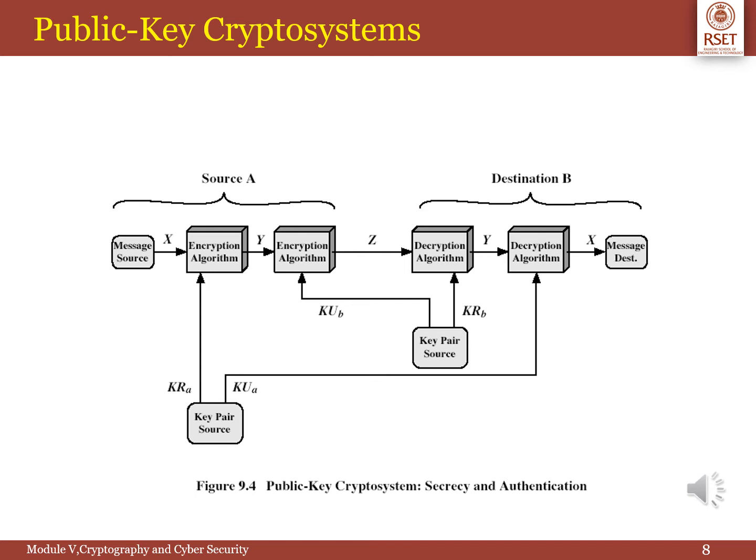At the receiving side, the private key of B is used to decrypt the message first, and then the public key of A is used to decrypt the decrypted message. And then you get the message X from the cryptosystem.